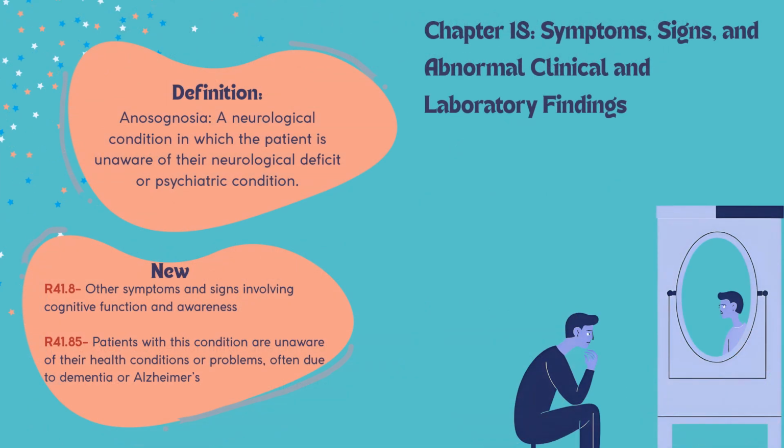Chapter 18, you'll find 1 new code here for anosognosia, R41.85. Patients with this condition are unaware of their health conditions or problems, often due to dementia or Alzheimer's.